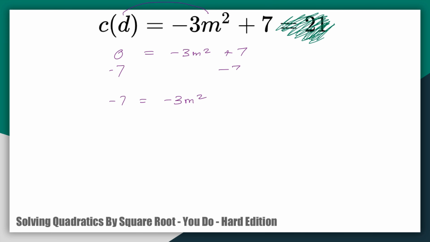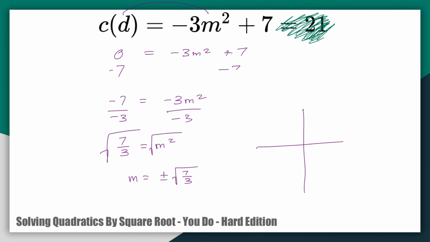So we end up with -7 is equal to -3 m squared. We're going to divide -3, divide -3. You should get 7 over 3, because the negatives cancel out, is equal to m squared. You take the square root of both sides. You get m is equal to plus or minus the square root of 7 over 3.